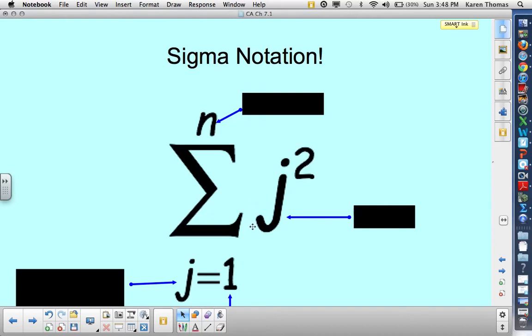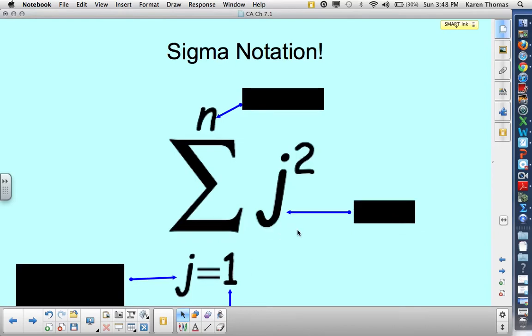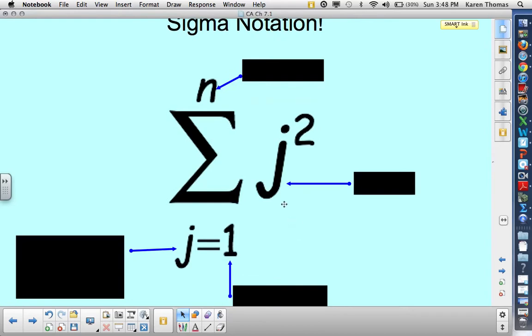Each part of the sigma notation is equally important. You need all these parts before you can use sigma notation. Our first part is this j squared here. It varies every time, but this just happens to be an example. And that is our formula. That is what we're going to use to find the terms of our sequence that we're going to add, the terms of our series.